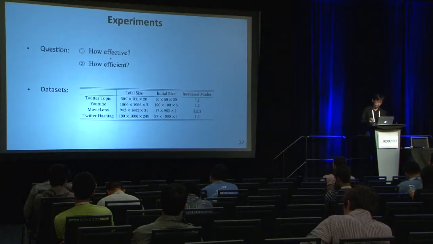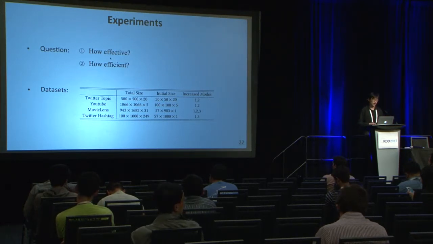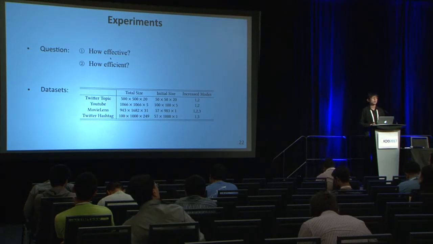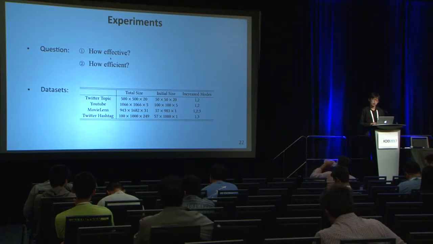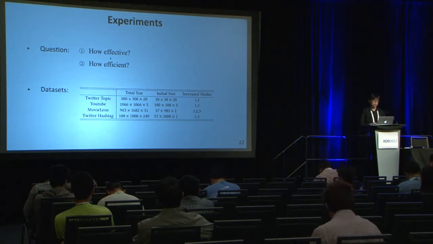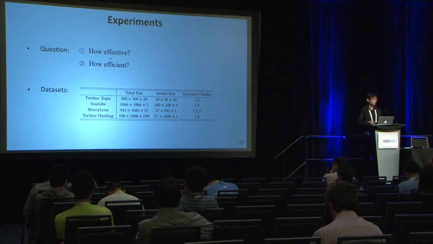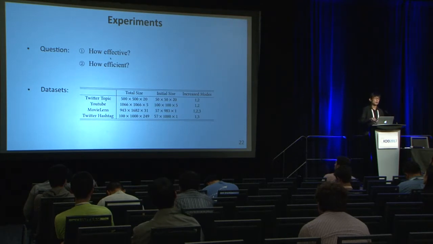For the experimental part, we mainly focus on two questions. The first one is the effectiveness of our framework, and the second one is the efficiency of our framework. We use 4 different data sets to test our model. The first 2 data sets are general multi-aspect streaming tensor sequences, because no modes in these 2 data sets are temporal modes. For the last 2, the MovieLens and Twitter hashtag data sets, the last mode is the temporal mode. So they are the temporal multi-aspect streaming situation.